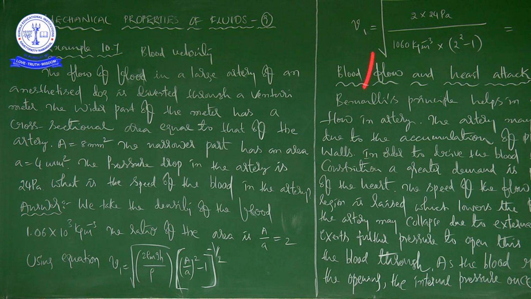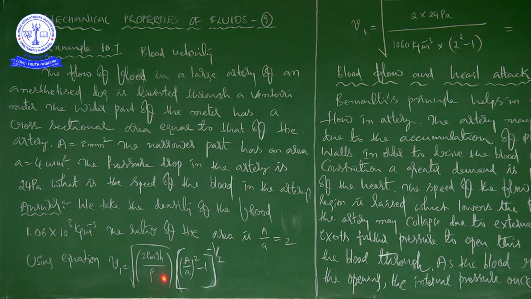Now we are going to substitute the information they have given. So 2 into the pressure drop, that is rho mgh, 24 pascals, divided by rho, which is 1060 kilogram per meter cubed, into 2 square minus 1, because a1 by a2 is 2, the whole to the power minus 1 by 2.